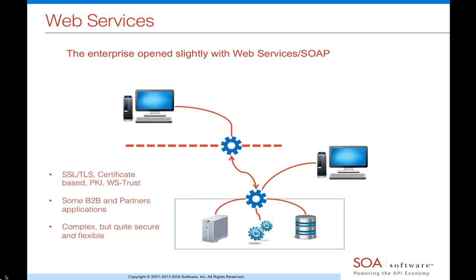And the security in this case, in case of SOAP and web services, was actually quite extensive. It was based on SSL and TLS, it was certificate based, PKI based, and there were standards like WS-Security and WS-Trust. But these standards were extremely complex. They were heavyweight. It required a lot of processing both at the server side as well as the client side. And it was not easy to set up, but they were quite secure and quite flexible also.